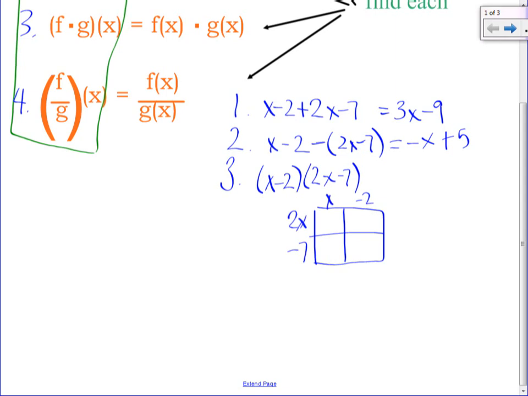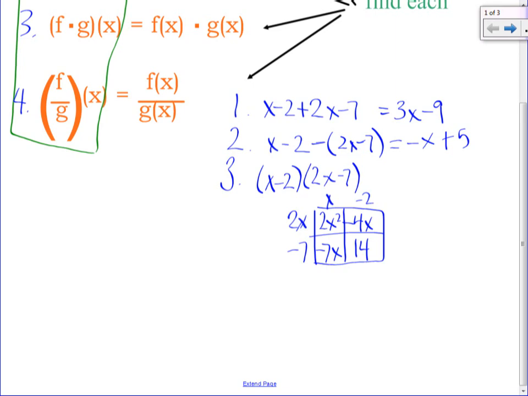So we would take x minus 2, 2x minus 7, and then we just multiply each for each square. So we've got x times 2x, 2x squared. We have negative 2 times 2x, so negative 4x. X times negative 7, and then negative 2 times negative 7, it's 14. So if you did FOIL, you would get those same 4 terms, but these are just organized in a square instead of all in a line.